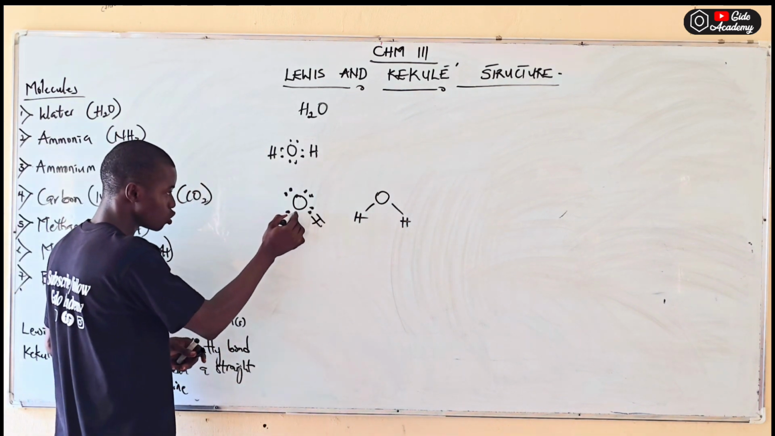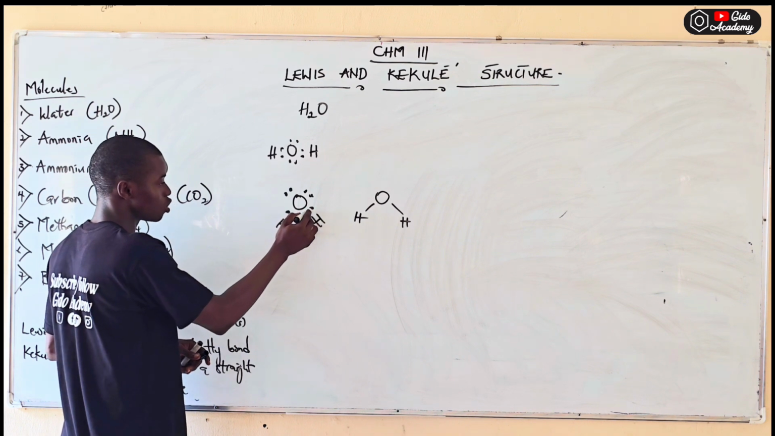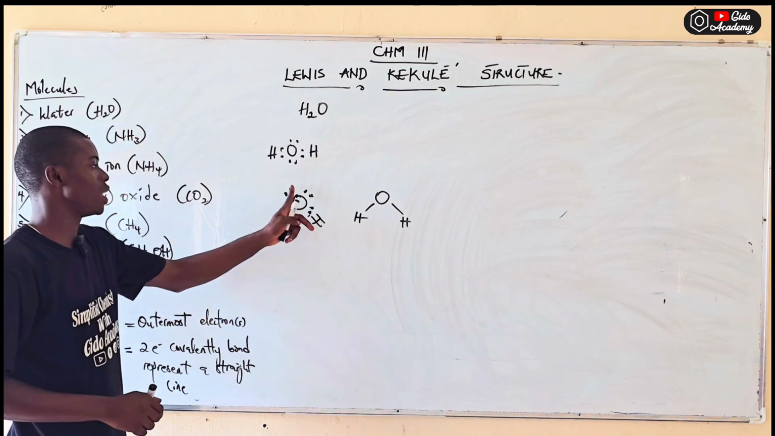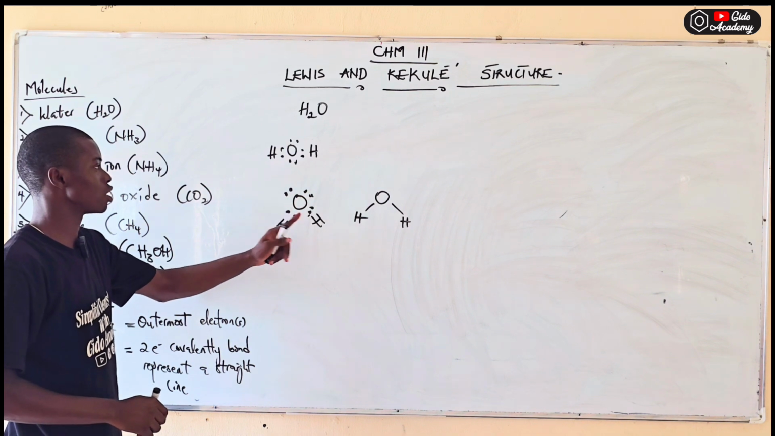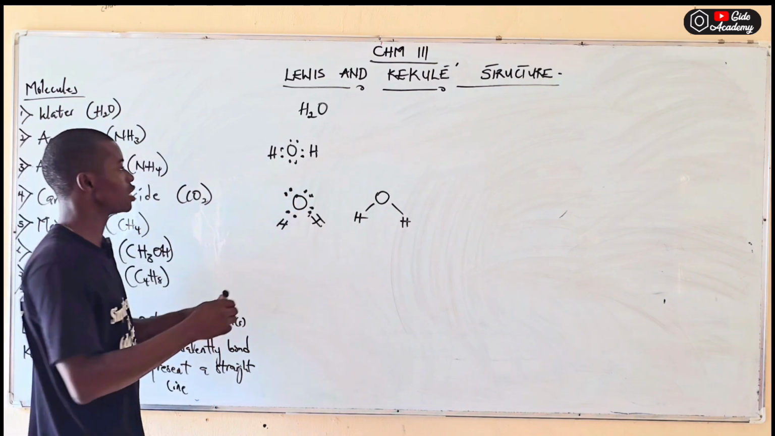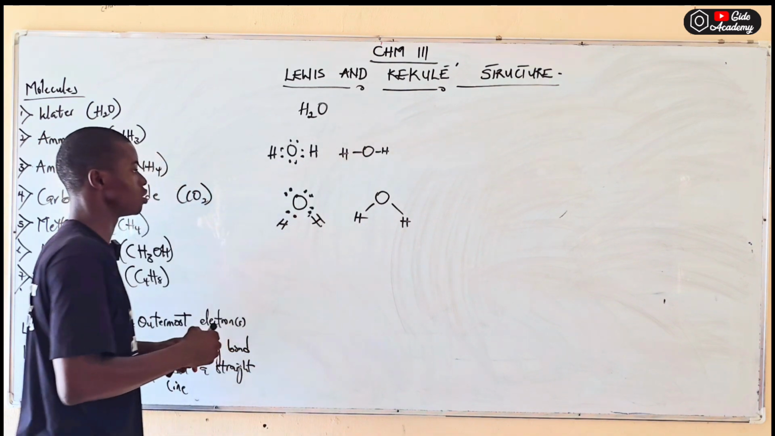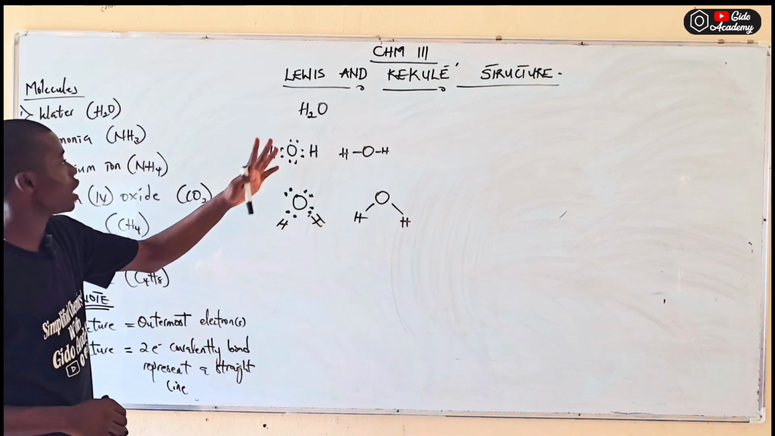Because this double bond now will turn to a single bond. These 2 electrons will turn to a single bond. So this is how you draw it. The lone pair electrons will be ignored because they are not bonding. If we want to draw something like this, it will be oxygen, hydrogen, and here a hydrogen. So this is how you draw Lewis and Kekule.